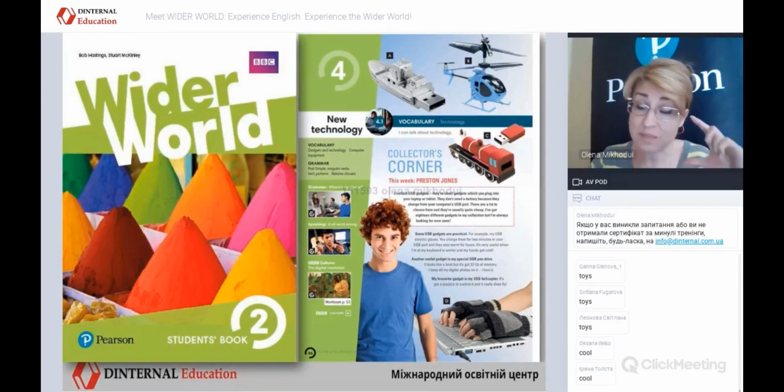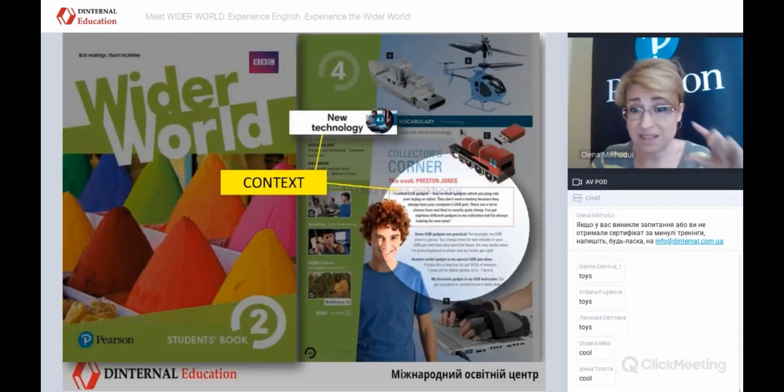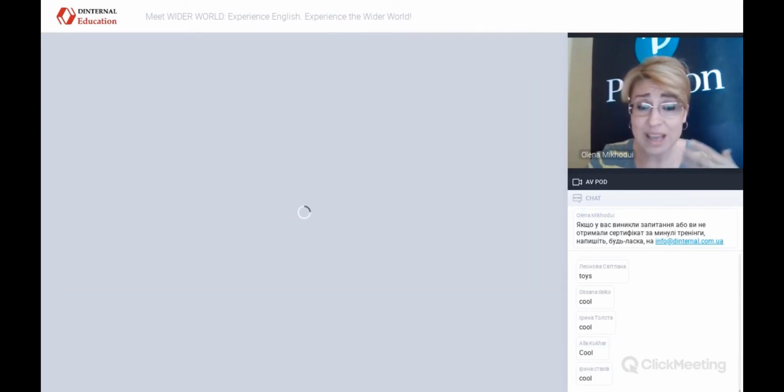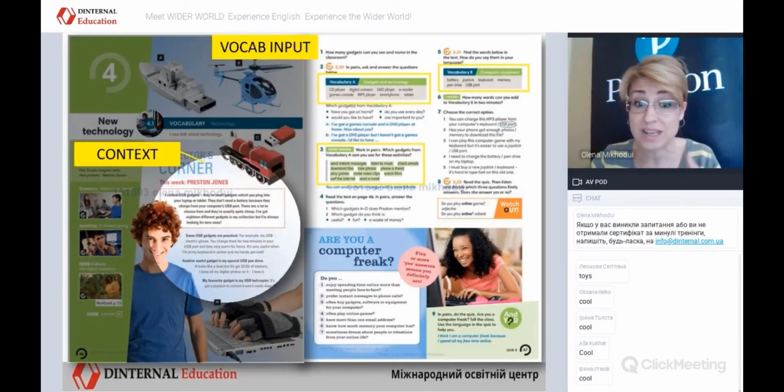This is the very first page, very attractive. And this intro text just sets the context. It contains lots of words. So target vocabulary is embedded into this text, but in a very interesting context, right? USB gadgets, plug into, charge, USB port, keyboard, pen drive, joystick, and so on. Okay, so just a wonderful start.